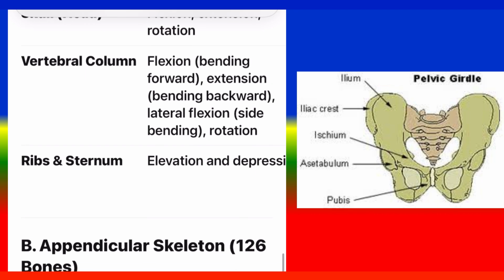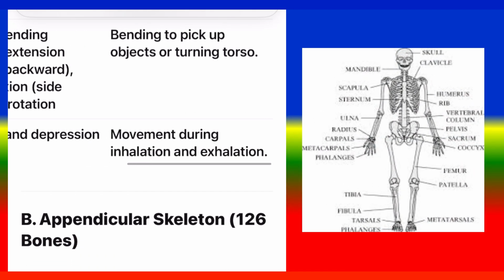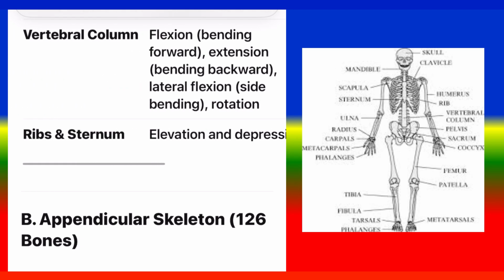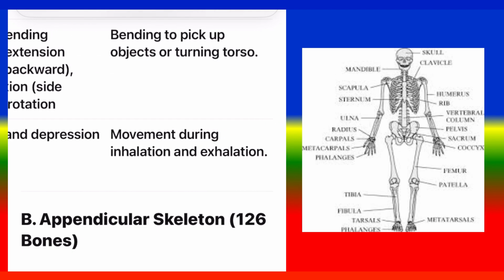Vertebral column. Flexion, bending forward; extension, bending backward; lateral flexion, side bending; rotation, bending to pick up objects or turning the torso. Ribs and sternum. Elevation and depression, movement during inhalation and exhalation.